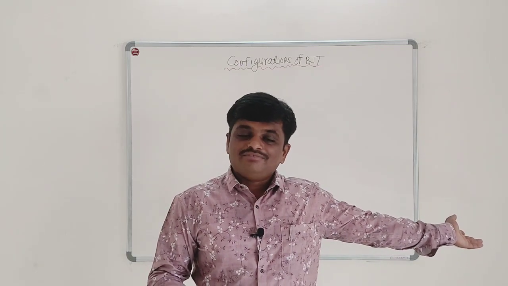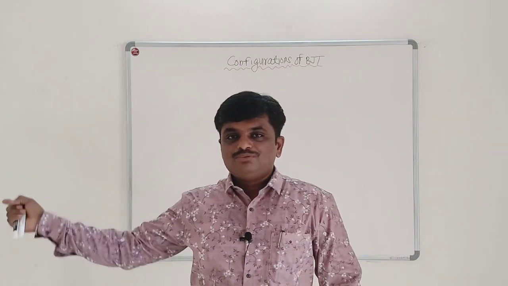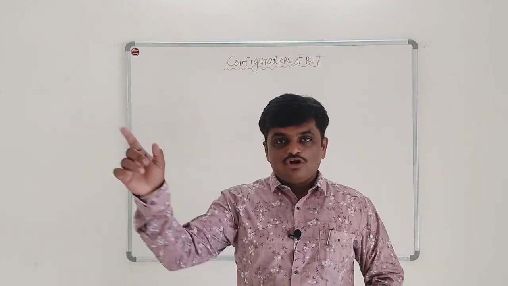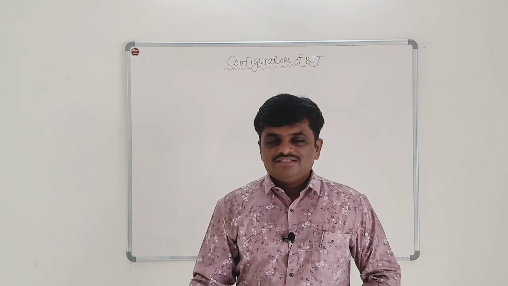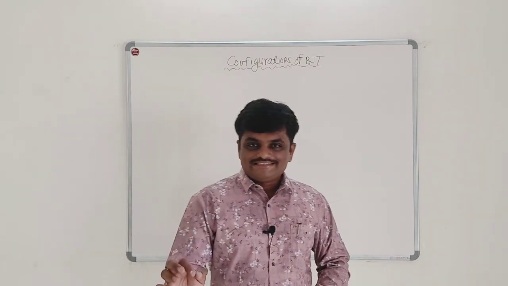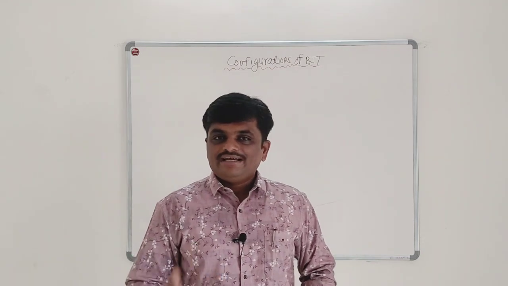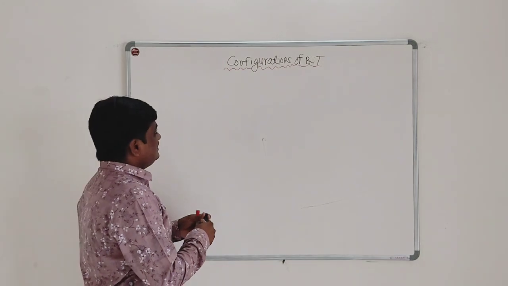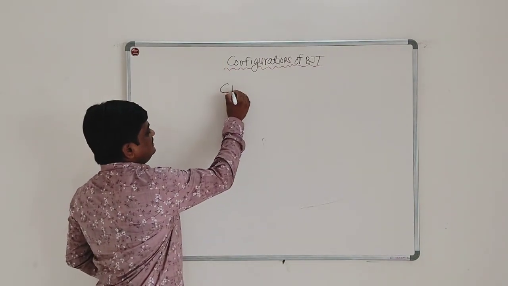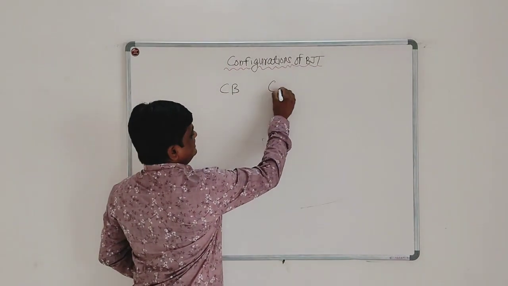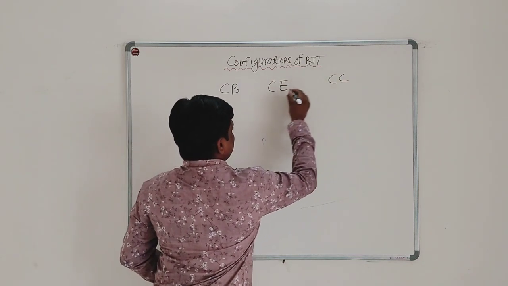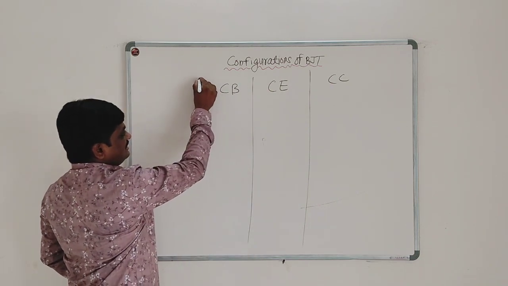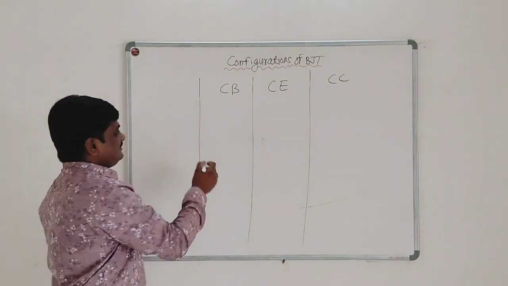Based on that, which terminal is taken common between input side and output side? There are three configurations in BJT. First is common base configuration, CB. Second is common emitter configuration, CE. And the last one is the common collector configuration, CC. So these are the three configurations of BJT: common base, common emitter and common collector.